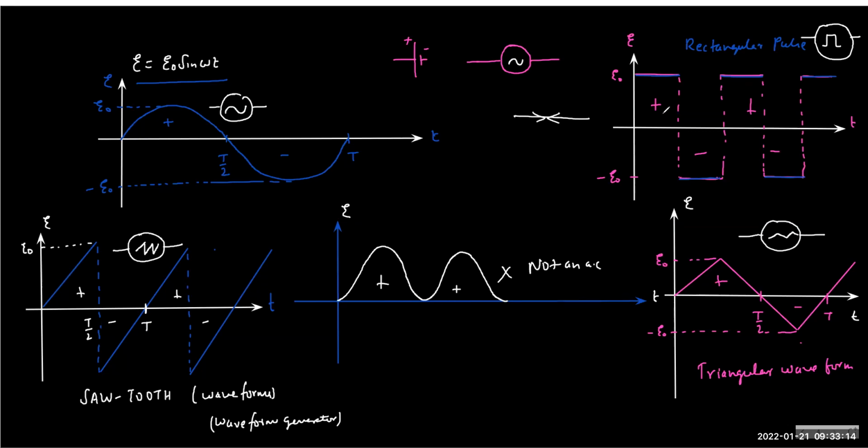Here the RMS value will also be different. For your information, the RMS value for the sinusoid is the maximum by root 2. But this is not true for others. Here the RMS value, if you calculate mathematically, will be E naught by root 3. This is also E naught by root 3. And here the RMS is the same as E naught because it's a constant. So for every constant, the RMS and the maximum will be the same.